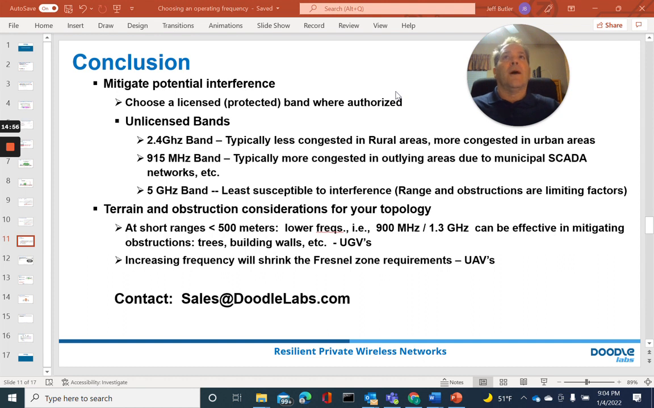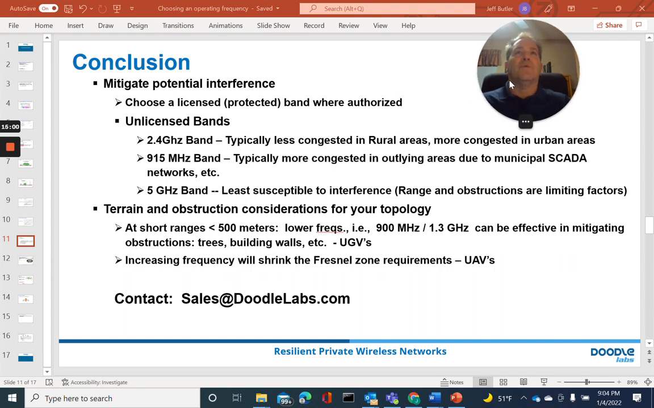And in conclusion, how do we mitigate? The key is mitigating potential interference. So if you can choose a licensed or protected band, if we're authorized to do so. If we want to look at the unlicensed bands, kind of stacking them up a little bit here, 2.4 gigahertz is typically less congested in rural areas, but more congested in urban areas where you have other Wi-Fi users. At 2.4, you also have microwave ovens and things of that nature in the urban areas, so it's got a bit more congestion there just typically.